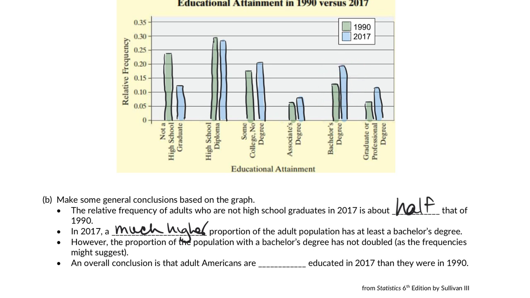However, the proportion of the population with bachelor's degrees has not doubled as the frequency did, like the numbers in the table suggest. An overall conclusion is that adult Americans are generally more educated in 2017 than they were in 1990. We can see the increase in the data.